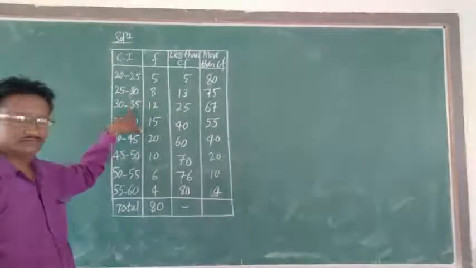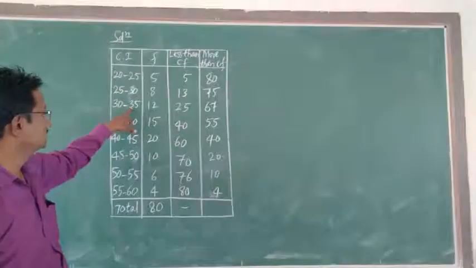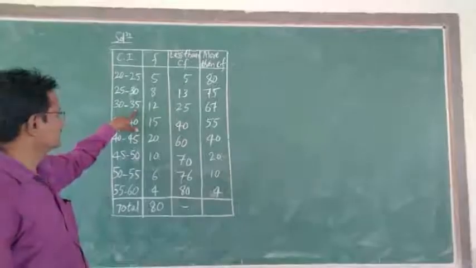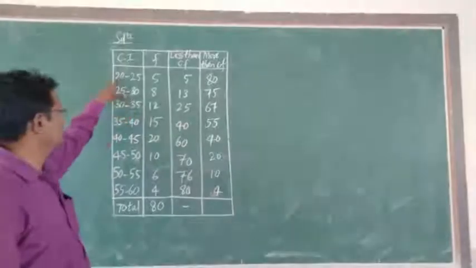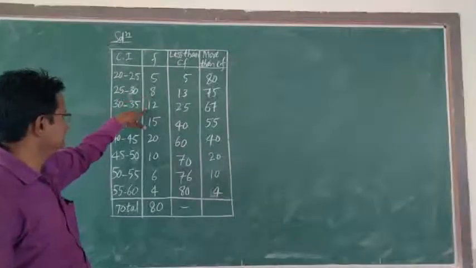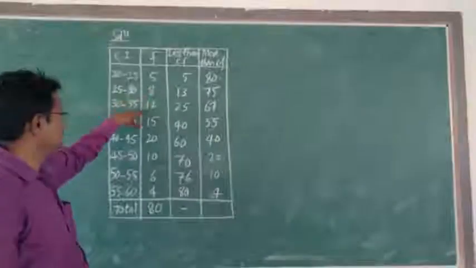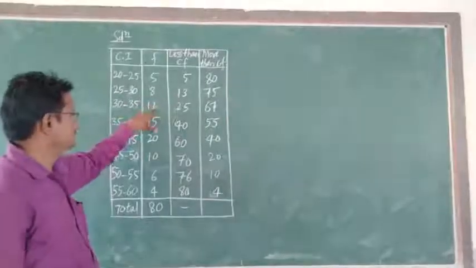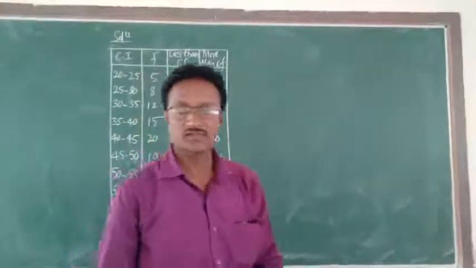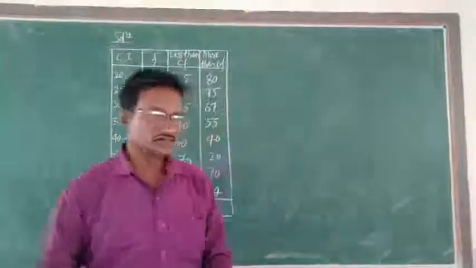Less than 35, the workers who are getting wages less than rupees 35. Less than 35 indicates 0 to 35. So all these 3 classes of workers are grouped under less than 35. So we have to add all these 3. So 5 plus 8 plus 12, 25. There are 25 workers who are getting wages less than 35.